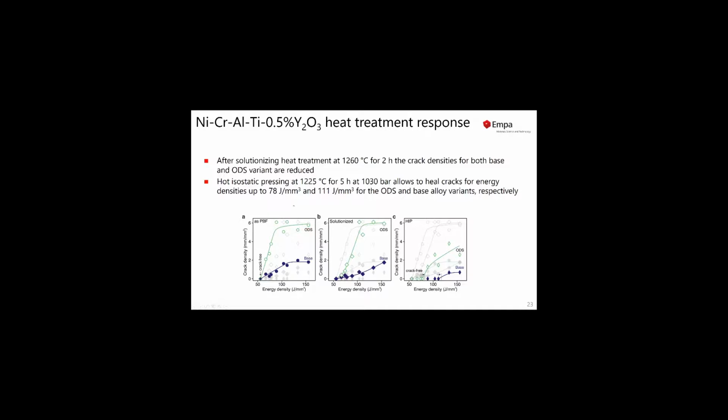We also tried hipping at these particular conditions afterwards. And we could see that we can heal cracks also in both alloy variants. So we could actually make them crack-free, which also shows that hipping is in that regard also an interesting way for post-consolidation. However, I do not want to follow that. So in the following, I will only talk about the solutionized and then also aged samples.